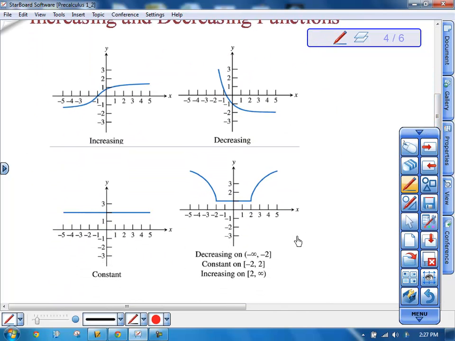Increasing and decreasing is also something I'm going to ask you guys. This function right here is always increasing. This function right here is always decreasing. This function is always constant. And this one has 3 different behaviors. It's decreasing on this interval from negative infinity to negative 2 right here. But then it's constant from negative 2 to positive 2. And then it's increasing from 2 to infinity right here.